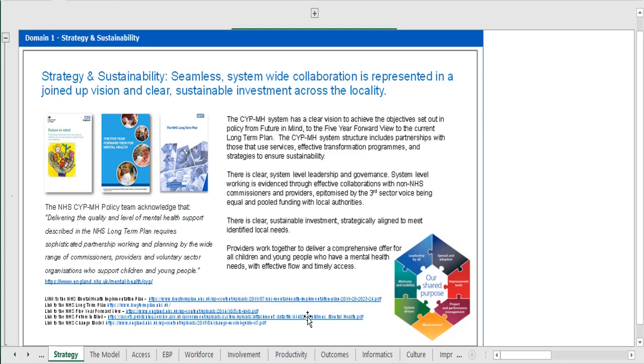So the statement that's given there is from the NHS CYP Mental Health Policy Team, who acknowledge that delivering the quality and level of mental health support described in the NHS long-term plan requires sophisticated partnership working and planning by the wide range of commissioners, providers and voluntary sector organisations who support children and young people. So a statement really that says why we know that's a challenge. And on the other side is a statement written to describe what it would look like if things were working well. So this is written really in positive language so that you can see what you're aspiring to achieve, what the vision is of where we'd like you to get to. We've also referenced there the NHS change model, and anything that's shown on that page is a link given to where you can access that.